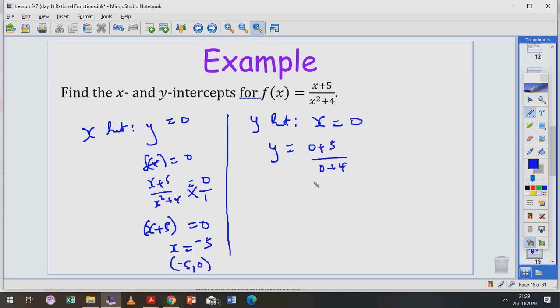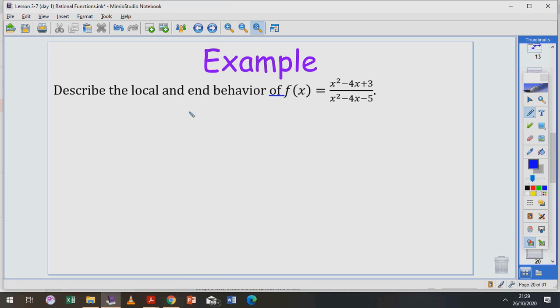0 plus 5 over 0 plus 4. So the y-intercept is 5 over 4, and as a point, x is 0, y is 5 over 4. So that's how you find the x and y intercepts of rational functions.